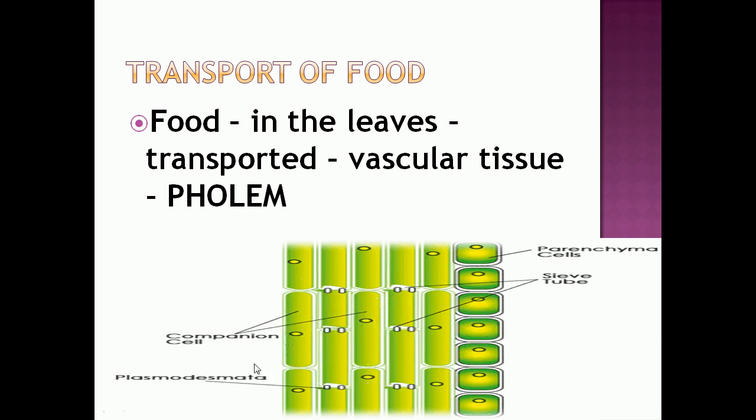Here you can see the structure of phloem. You have seen the structure of phloem in the 9th standard itself. Yes, companion cell, parenchyma cell, sieve tubes, then plasmodesmata. This is the structure of phloem. This vascular tissue will transport the food from the leaf to all parts of the plant.